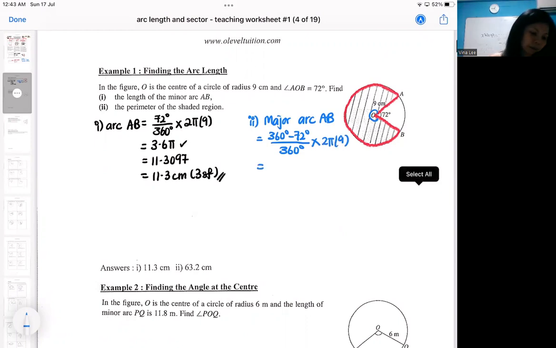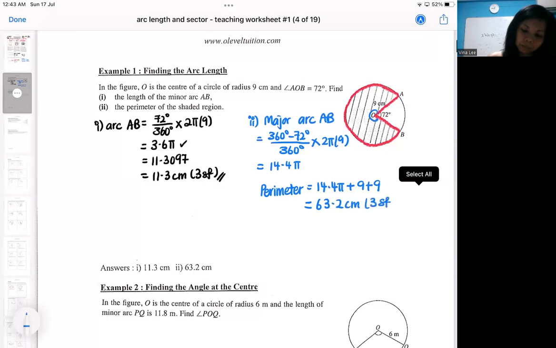Again, my habit is to express it in terms of pi. So I'll get 14.4 pi. So the perimeter that we are interested in will be 14.4 pi plus 9 plus 9. Usually we'll use a calculator pi and you give it to 3SF. So that's just a direct application.